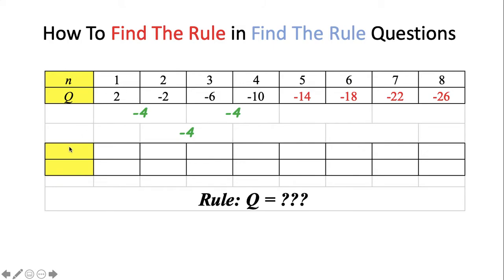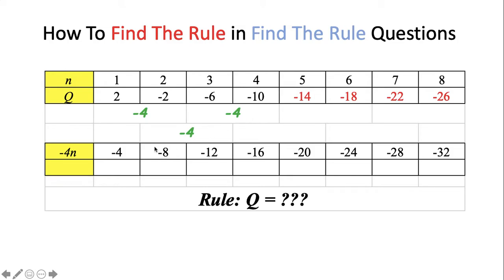But if the rule is just minus 4 times n, then the numbers we get are these ones, minus 4, minus 8, minus 12, minus 16. So these go down by 4 every time, but they're not the ones we want, because we want 2, minus 6, minus 10.